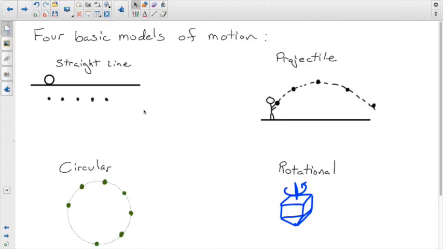So here are the 4 basic models of motion that we're going to study over the course of the year. And it starts out with straight line motion, which is the very first thing that we're going to be talking about in the course. So an example of straight line motion might be something like a bowling ball that's been thrown. Of course, some people throw with a little bit of spin on it, which makes the ball curve and stuff, but imagine a very simple bowling ball rolling in a straight line down the lane.